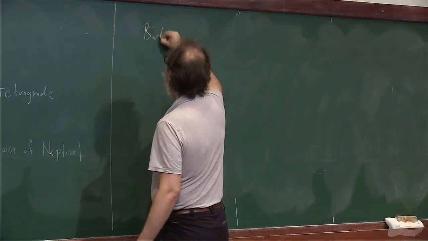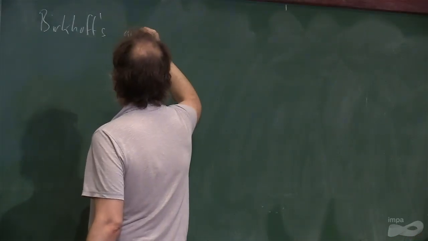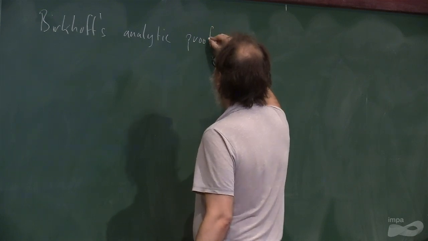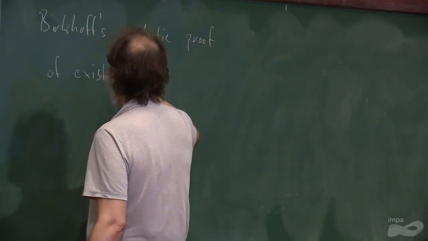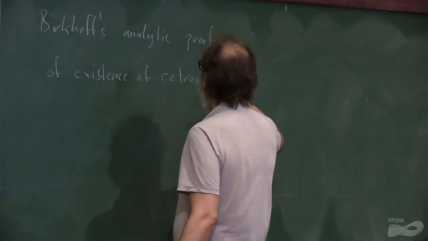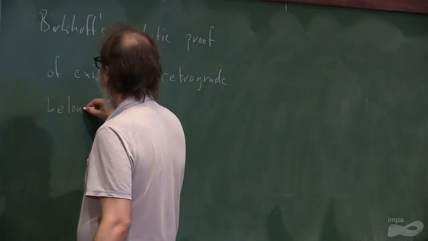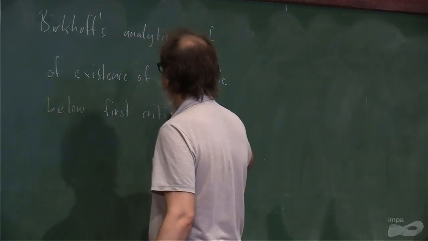Birkhoff's analytic proof of existence of retrograde orbits below the first critical value.